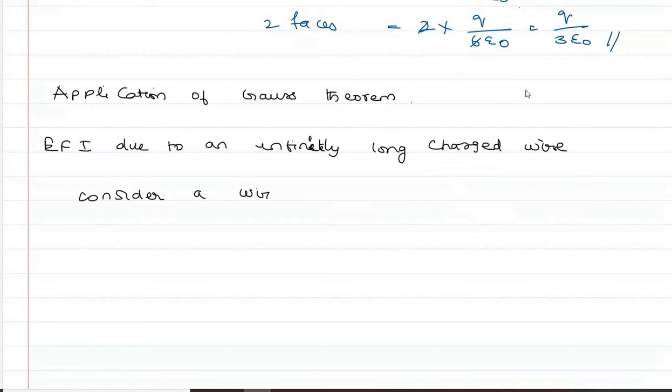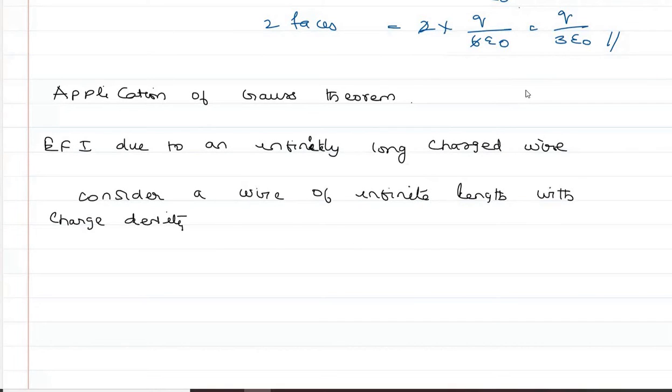Consider a wire of infinite length. This is very important, the consideration, okay? Infinite length with charge density. Wire means what kind of charge density? Linear charge density, lambda. Okay? Lambda is nothing but Q by L. Infinite length, you can write it as L here. As shown in the figure, that's it.